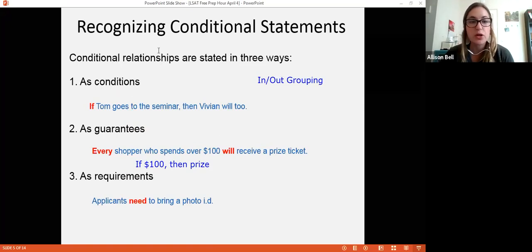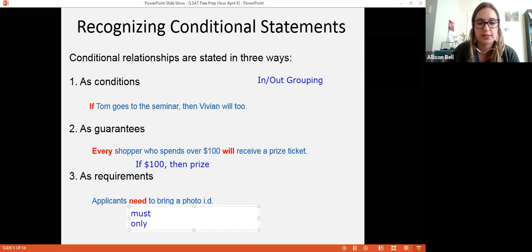You'll also see on logical reasoning conditional logic presented as a requirement. So you'll see this is what needs to happen. Other language they'll use would be this is what must happen. This is the only way that something can happen, or this is a precondition.